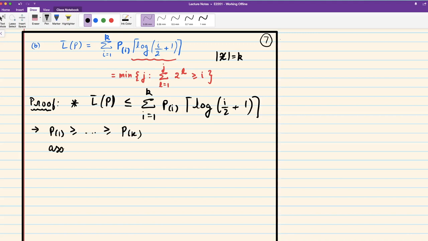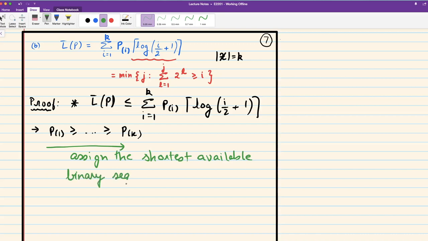And assign, so maybe I'll say it this way. You move in this direction and assign the shortest available binary sequence. Okay, so for symbol 1, you assign the shortest available binary sequence, which is 0. So you go from the symbol with largest probability and assign the shortest available sequence. This first symbol gets sequence 0, the next symbol gets sequence 1, and you keep on going, and the last symbol will get some sequence assigned to it.